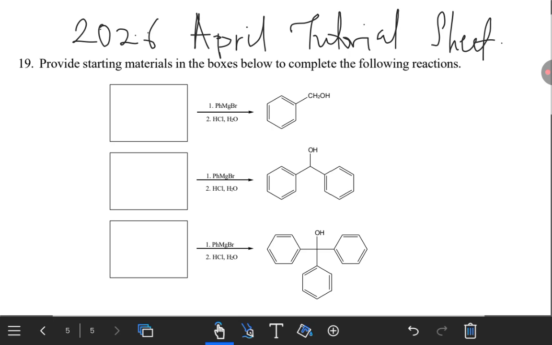In this tutorial session, we'll look at the 2026 April tutorial sheet, and our focus will be on question 19. So this question was: provide starting materials in the boxes below to complete the following reactions. So we have a box for the first one.